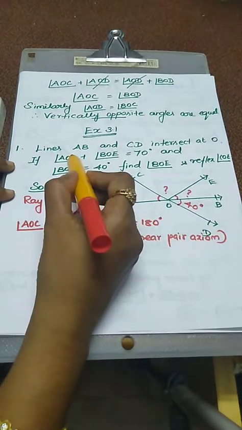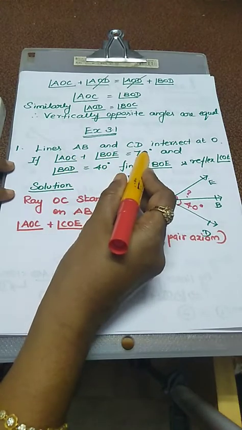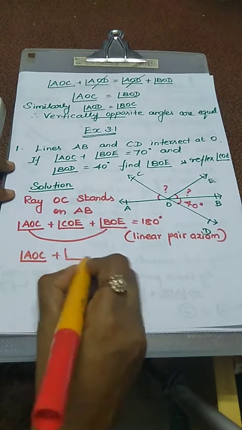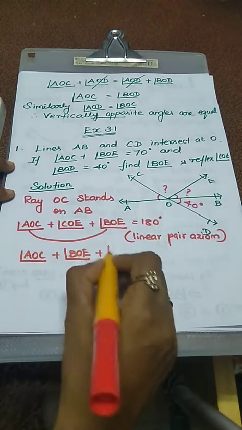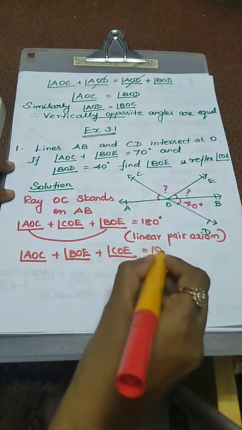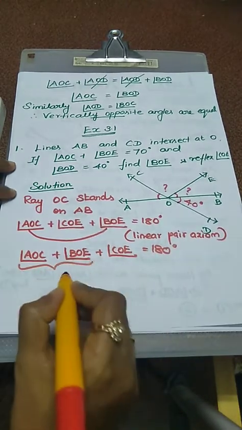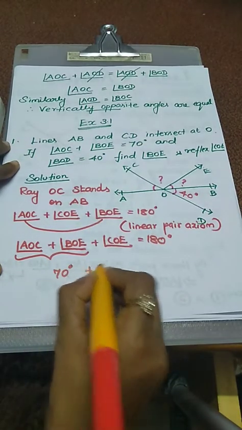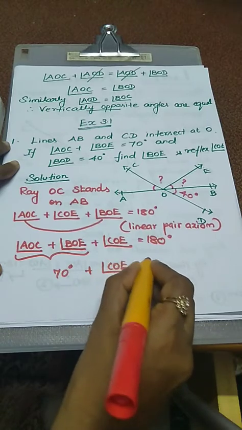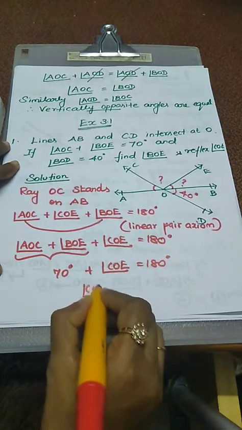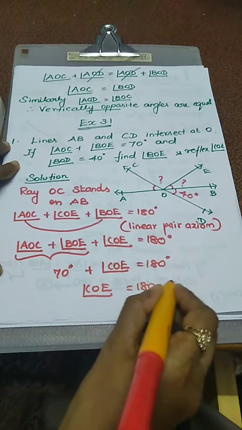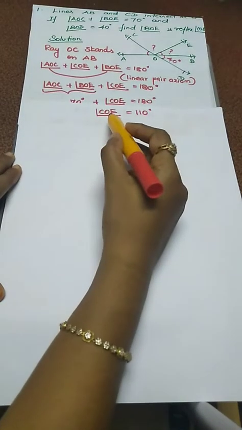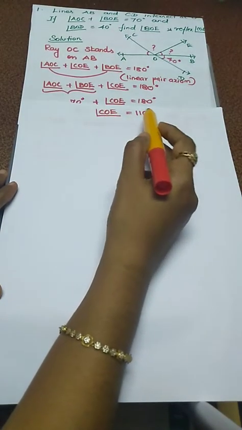Now what is given in the question? Angle AOC plus angle BOE equal to 70 degree. So we have to first arrange the values. Angle AOC plus angle BOE plus angle COE is equal to 180 degree. For this angle AOC plus BOE we have to apply the given value 70 degree. So 70 degree plus angle COE is equal to 180 degree. So what about angle COE? That is 180 minus 70 degree is equal to 110 degree. We get the value angle COE equal to 110 degree.